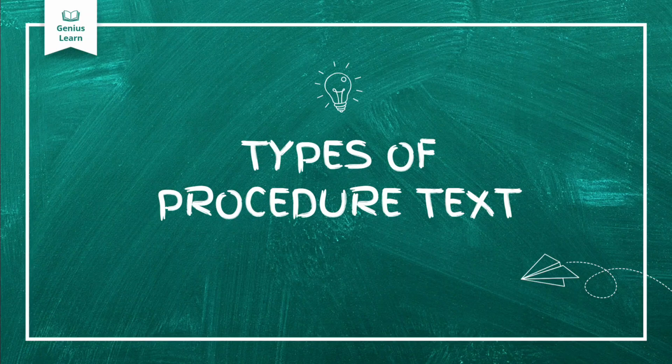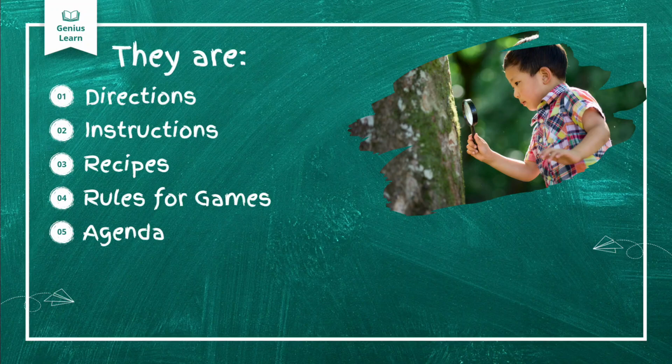Okay, let's proceed. So the next is the types of procedure text. In a procedure text, there are some types of procedure text. For example, I provide you here, there are 5 examples. The first one is direction. Direction is usually used like how to get somewhere. For example, you want to go to your friend's house, so you need a direction to guide you to your friend's house. And then there's instruction. Instruction is used to do something. So when you want to do something, you need to follow the instruction first, right?